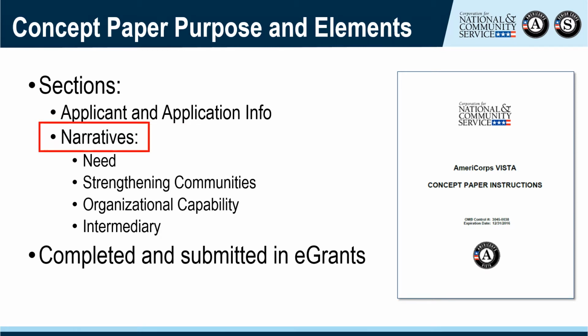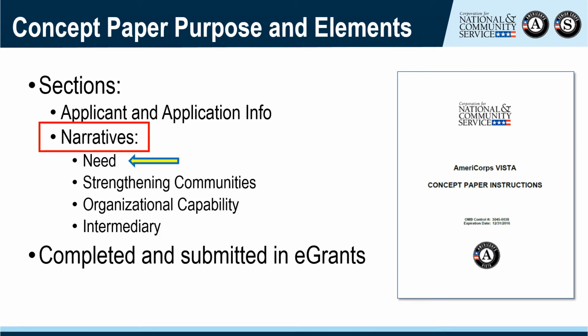The next section of the concept paper asks the applicant to complete 3 narrative sections, or 4 for intermediaries. These narrative sections will allow the applicant to thoroughly explain their proposed project and the community and beneficiaries that it will benefit. The answers to the narratives are between 750 to 1,000 words or 3 to 4 pages single-spaced.